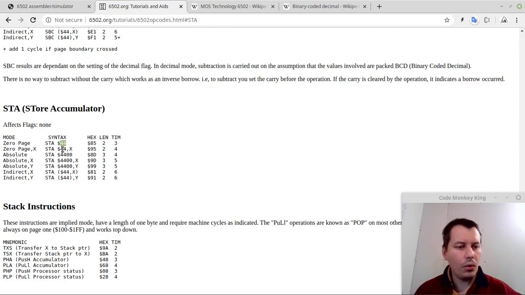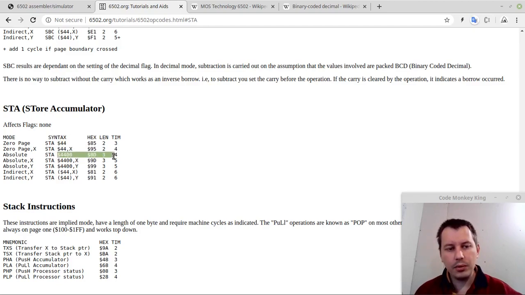Okay, so in order to reference the zero page, it's like the absolute addressing, but you can only define the 1 byte.